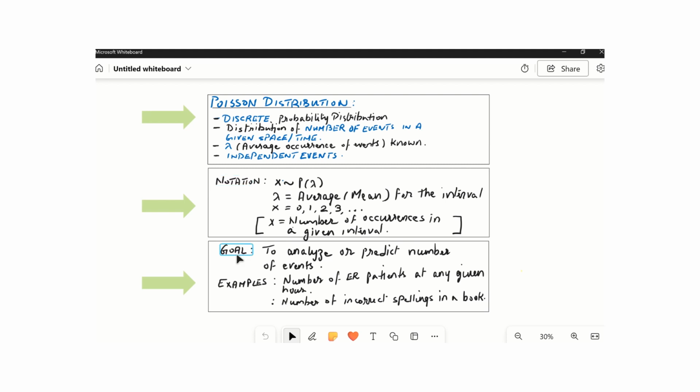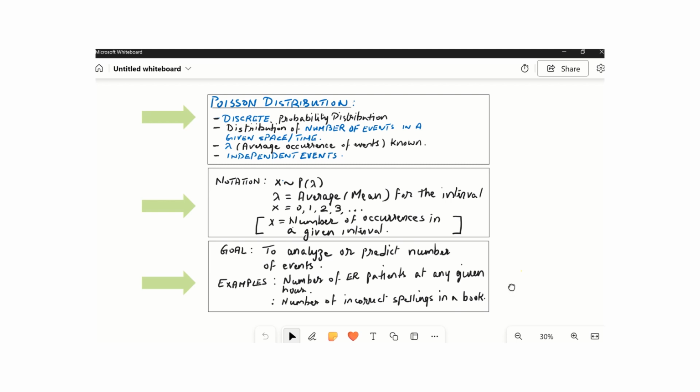The idea is to predict or analyze the number of events that we are interested in. For example, you could have the number of ER patients visiting in a given time frame, let's say an hour, or the number of incorrect spellings in a given book. The first one is for a given time, the second example is for a given space. We are calculating the number of events. Another one could be the number of books sold by a bookstore in a given day, and so on.